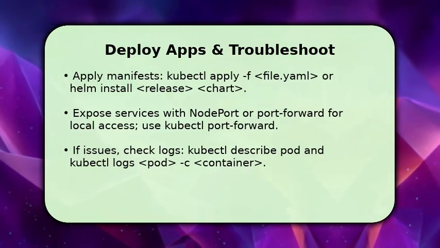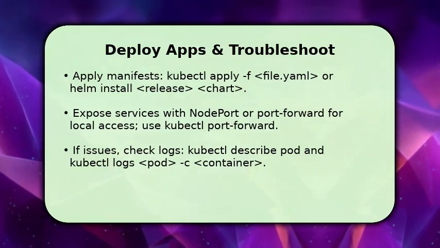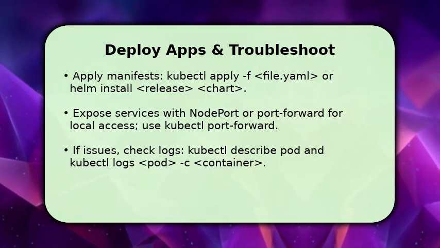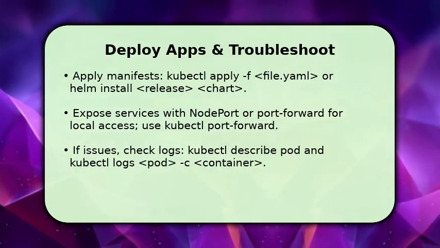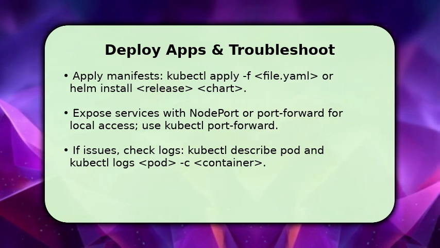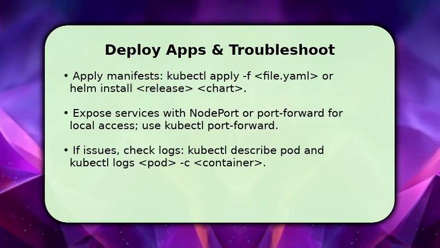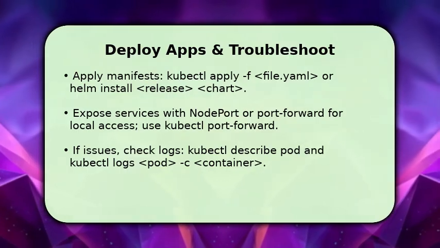If something fails, immediately describe the pod to see events and use kubectl logs for container output. Key troubleshooting tip: if the control plane is unavailable, restart Docker Desktop and reapply, then recheck kubeconfig and resource limits.